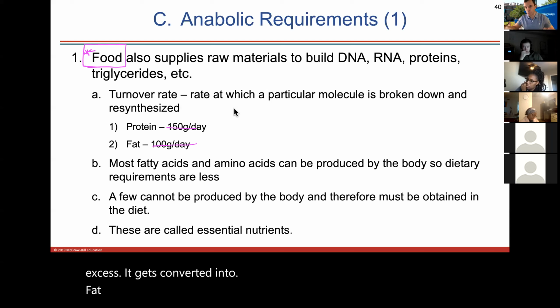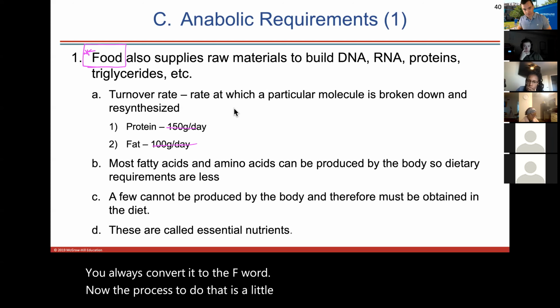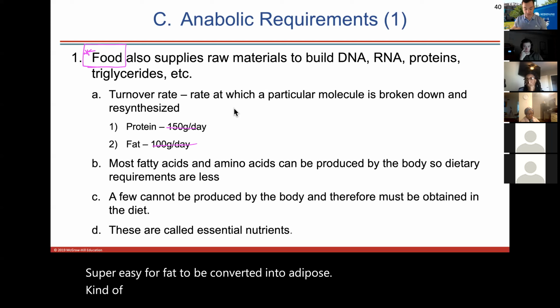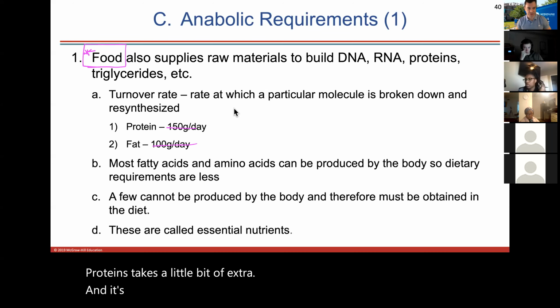If you consume more calories than you're putting out, you always convert it to the F word. Now, the process to do that is a little bit different. It's super easy for fat to be converted into adipose. Kind of easy for carbohydrates to get stored as fat. Protein takes a little bit of extra work, and it's different and has some unique characteristics to it.